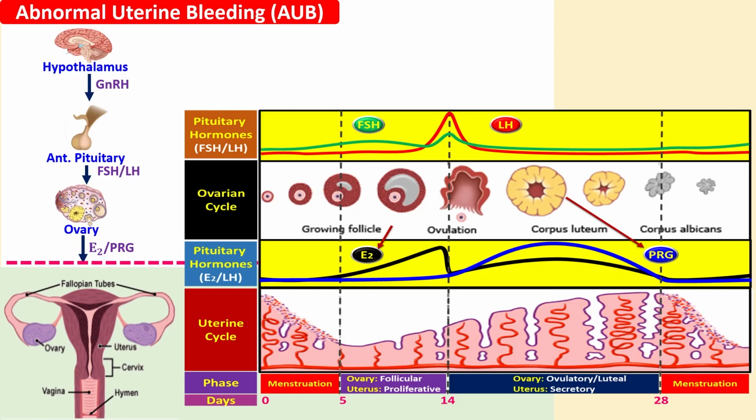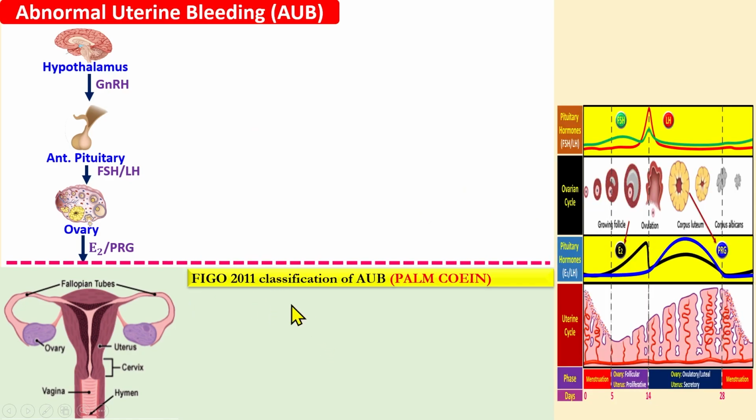Okay, so if the progesterone is not released, what will happen? Estrogen continuously grows the endometrium, so it may rupture and cause irregular bleeding. Okay. FIGO classified abnormal uterine bleeding in 2011 by a simple mnemonic, PALM-COEIN. It's actually divided into two groups.